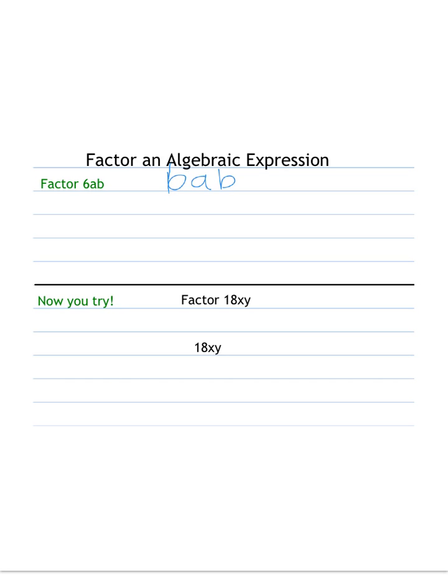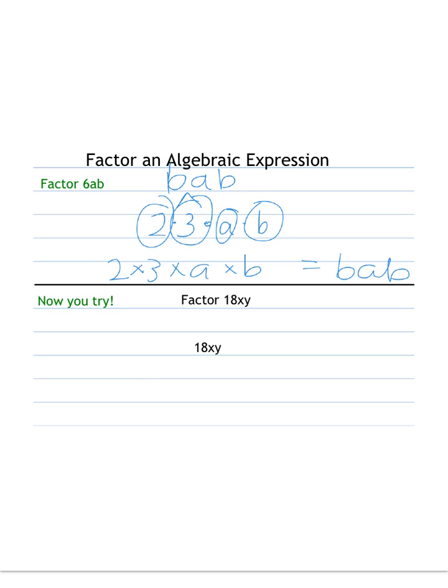Those are done. So we just have to look at this 6, which we could break into 2 times 3, and we're still timesing it by a and by b. 2 is prime, 3 is prime. Our a and b are done. So our final answer would be 2 times 3 times a times b. And again, to check, we can multiply all these together. 2 times 3 is 6, times a times b would just be equal to 6ab. So it does check out. Okay, but here is our prime factorization of this algebraic expression.